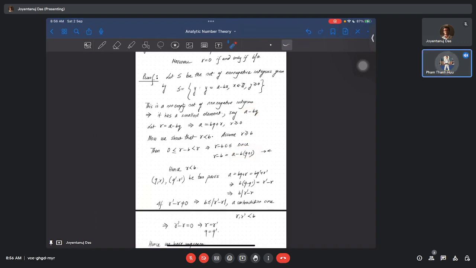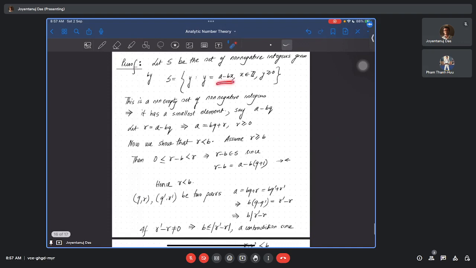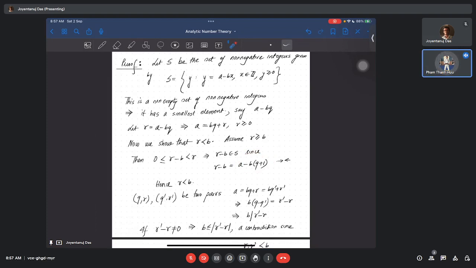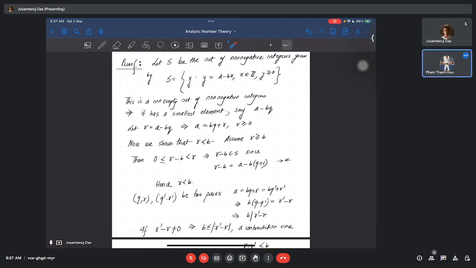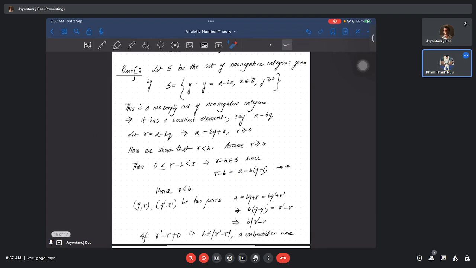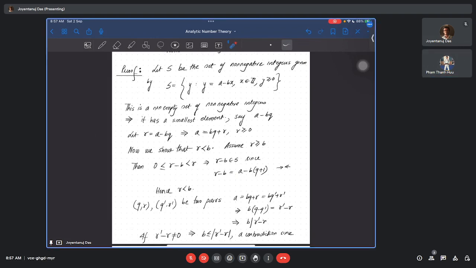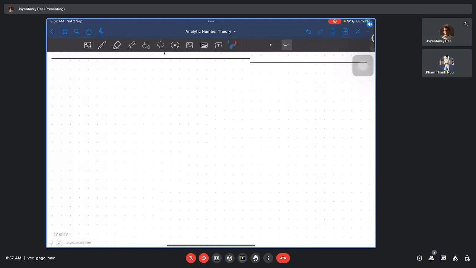Why does this one belong to S? This one belongs to S because this element is of this form, a minus bx, where x is an integer, and this one is non-negative, right? So why is it r minus b? Right. So fine. So this is the division algorithm. The next theorem is the Euclidean algorithm.